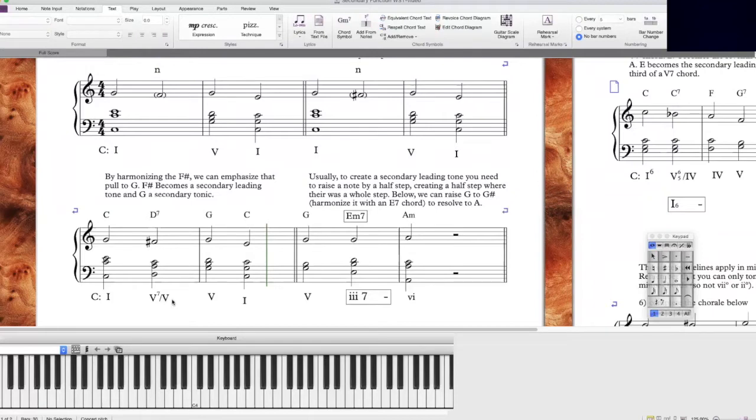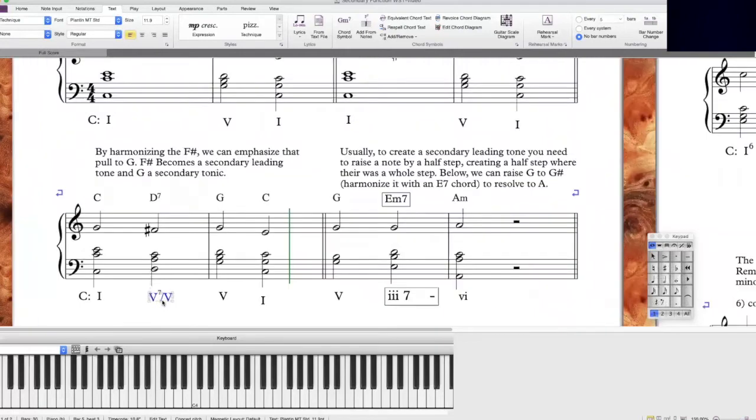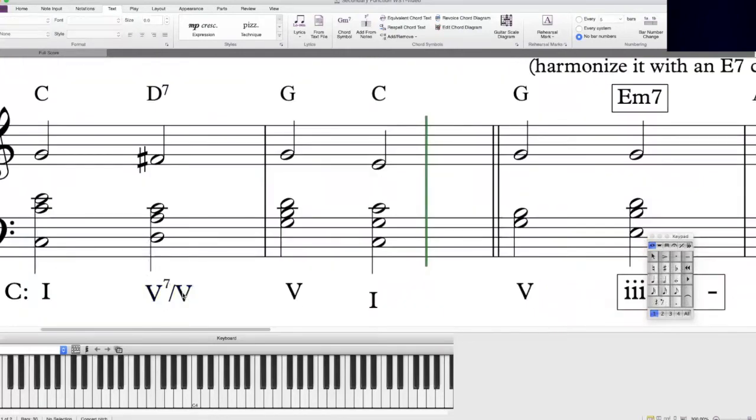So let's think about what this symbol means, this Roman numeral. Underneath the slash here, so underneath this slash, we see 5. That means this chord is leading to the 5, right? That's what that means. And you can see that because the next chord happens to be 5, right? And we talked about the leading tone, F sharp to G.